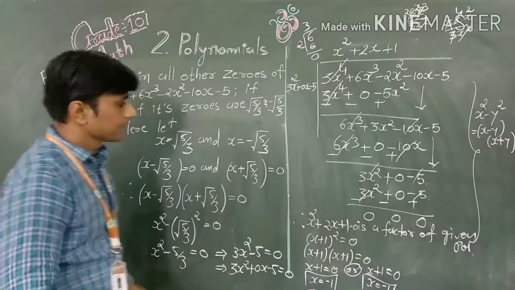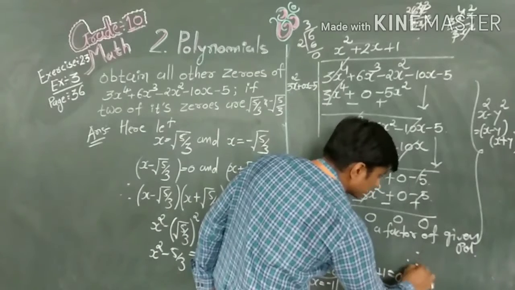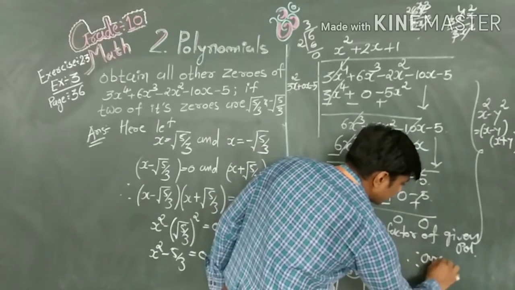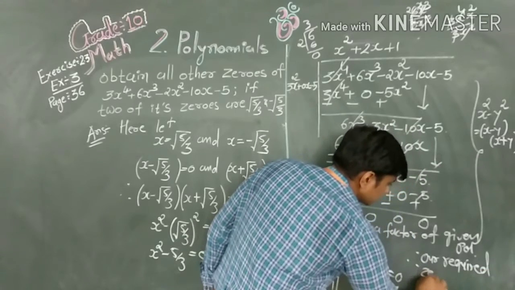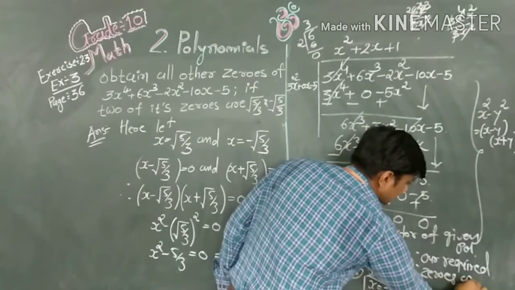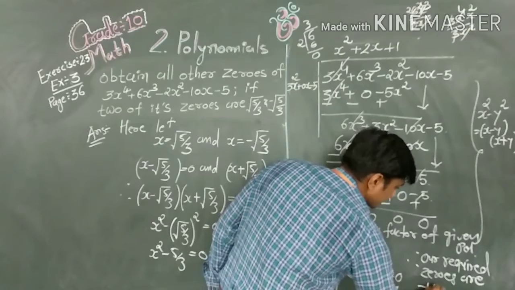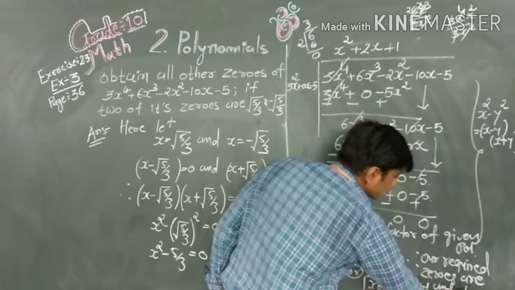Therefore, we write here. Therefore, our required zeros are -1 and -1.